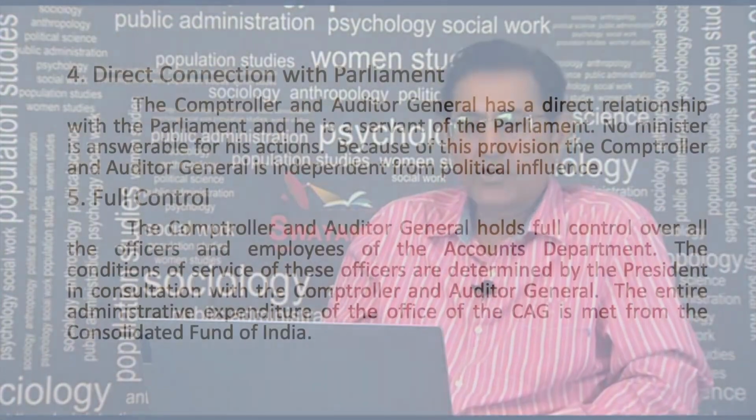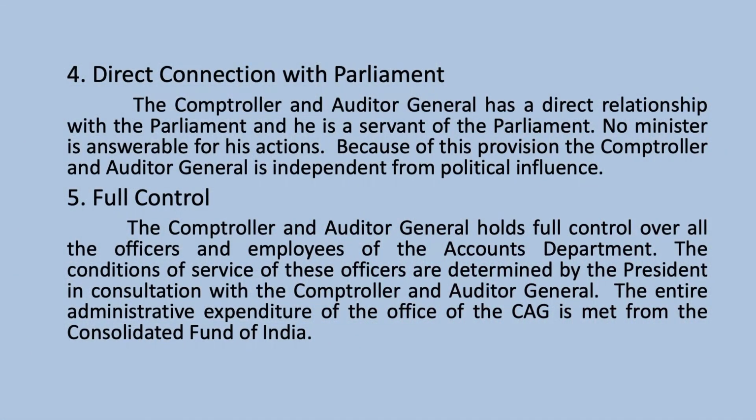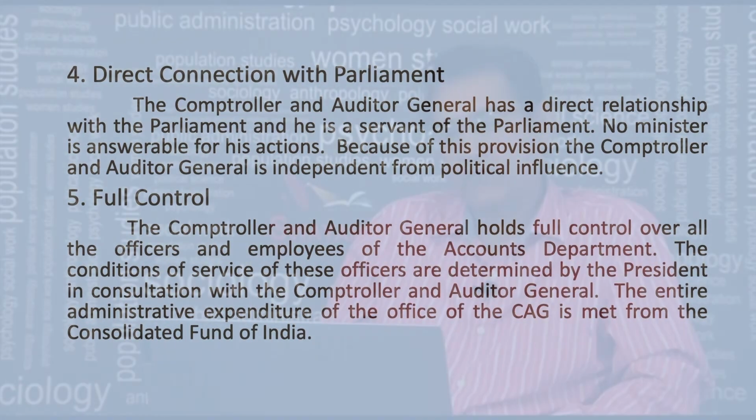Fourth, direct connection with Parliament. The Comptroller and Auditor General has a direct relationship with the Parliament and he is a servant of the Parliament. No minister is answerable for his actions. Because of this provision, the Comptroller and Auditor General is independent from political influence.